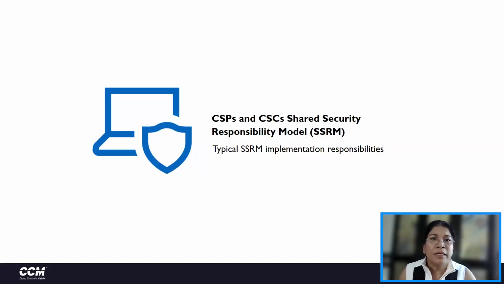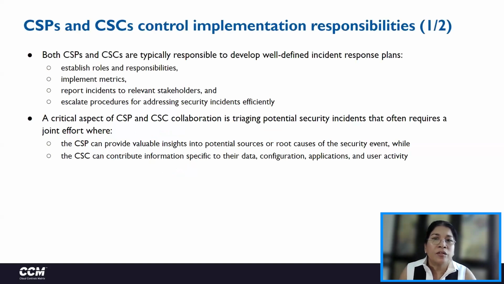So when implementing the controls for the SCF domain, 7 of the 8 controls are shared independent controls and only 1 is shared dependent. Both CSPs and CSCs are typically responsible to develop well-defined incident response plans, establish roles and responsibilities, implement metrics, report incidents to relevant stakeholders, and escalate procedures for addressing security incidents efficiently.